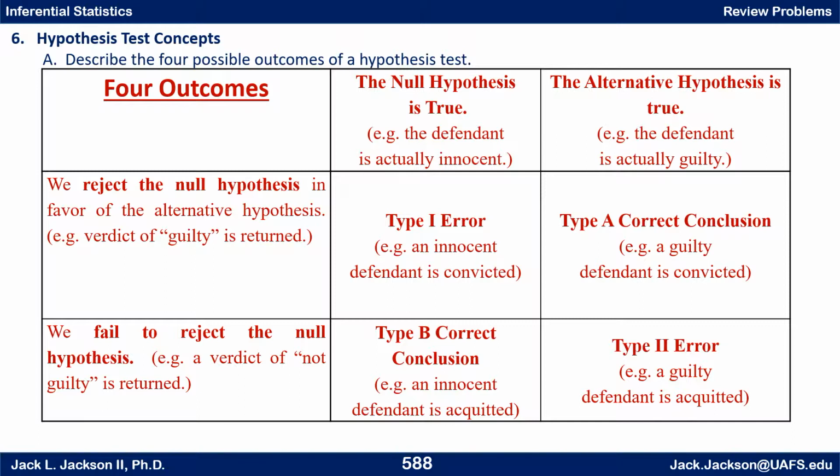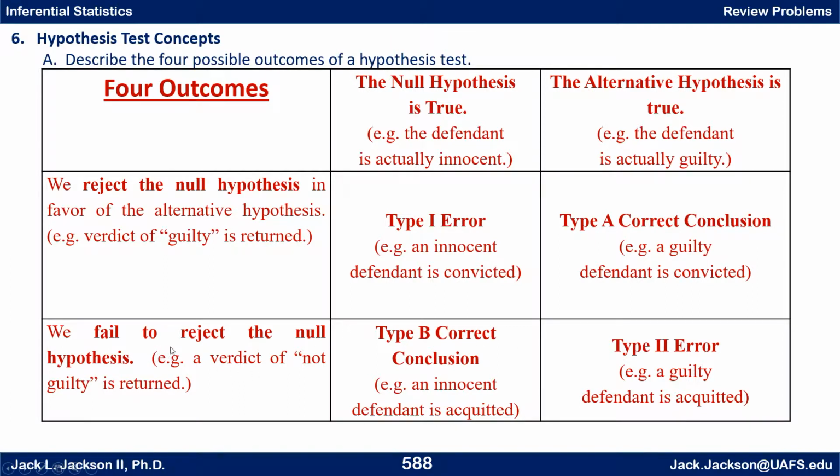A type 1 error is when the null hypothesis is true and we reject it. A type B correct conclusion is when the null hypothesis is true but we fail to reject it. If the alternative hypothesis is true and we reject the null hypothesis, that is called a type A correct conclusion. If the alternative hypothesis is true and we fail to reject the null hypothesis, that's a type 2 error.